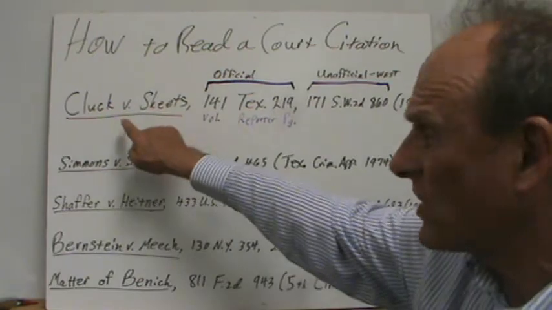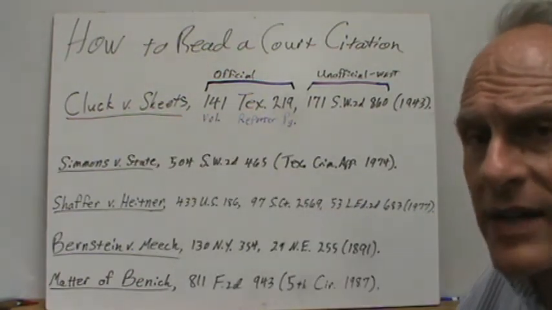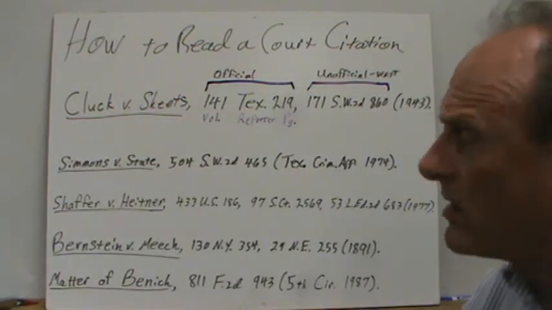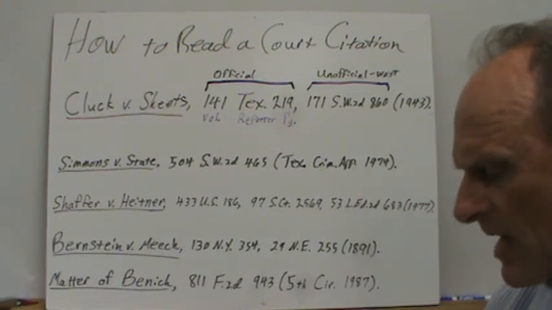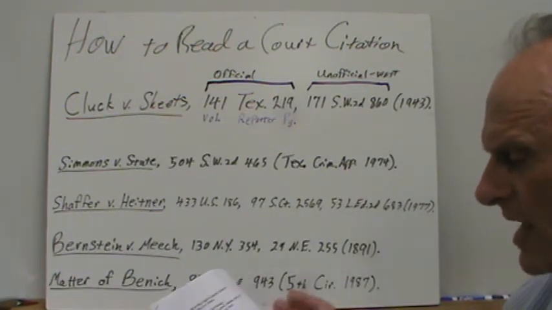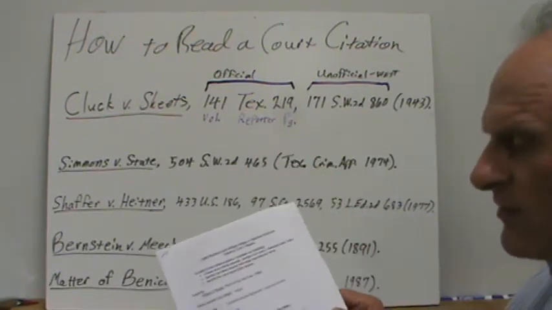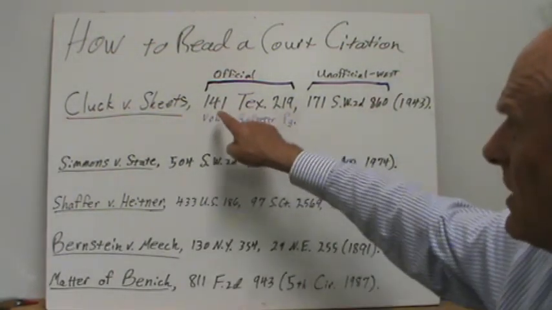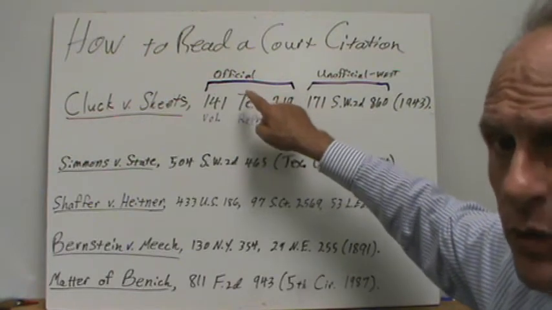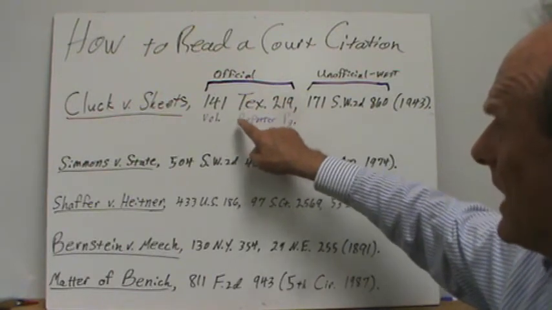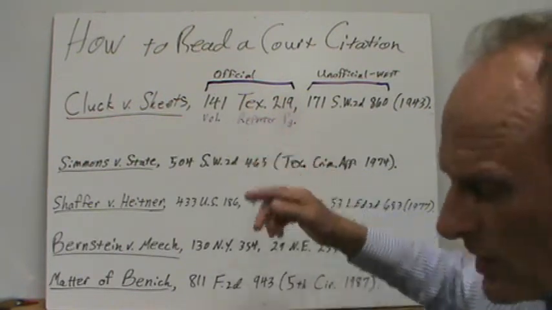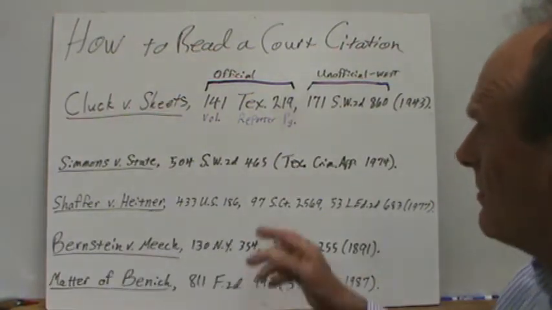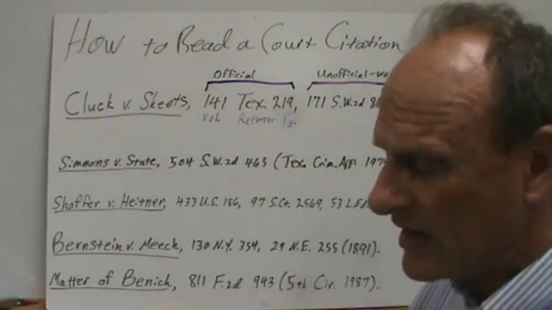So this case, Cluck versus Sheets, you could actually find in two different places in the law library. On your worksheet, I give you that citation, and I ask you to give me the official reporter. Well, as I just explained, this first one is going to be the official reporter. And what is the name of that reporter? Texas Reports.